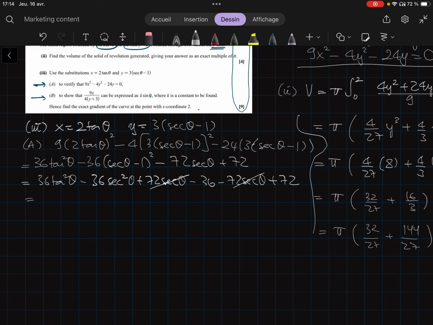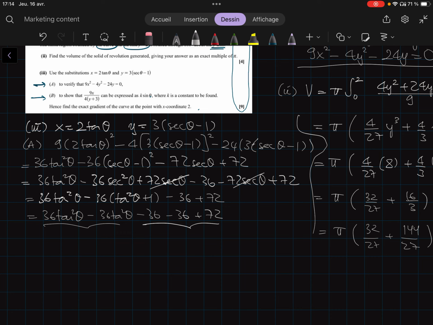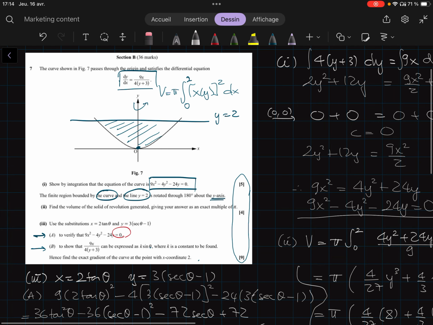Secant squared is equal to tan squared plus 1. So we get 36 tan squared minus 36 tan squared minus 36 minus 36 plus 72. This is 0. That is 0. You should get 0 as your final answer, which is also the printed answer. Why do we have to prove this? We have to prove this because that means the derivative of this is going to be that.